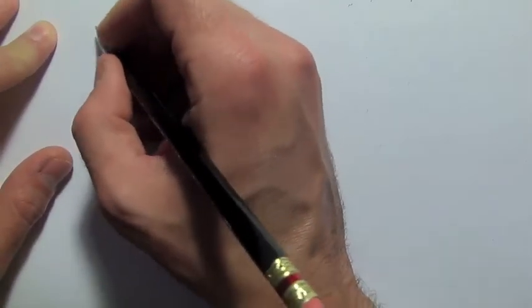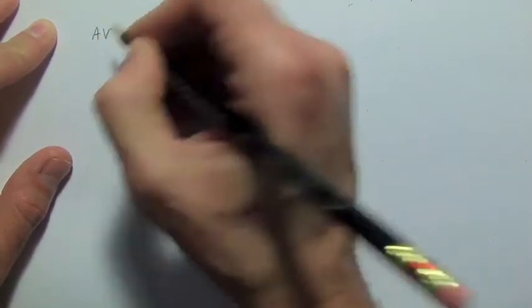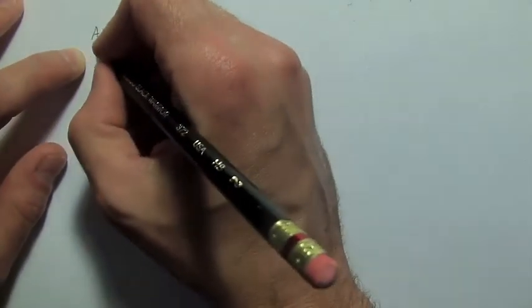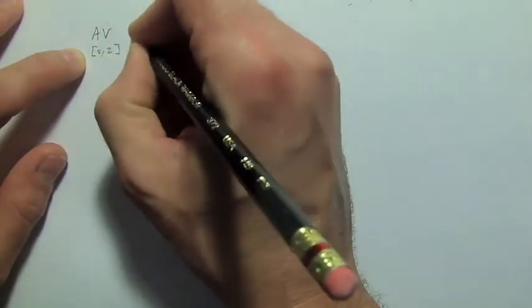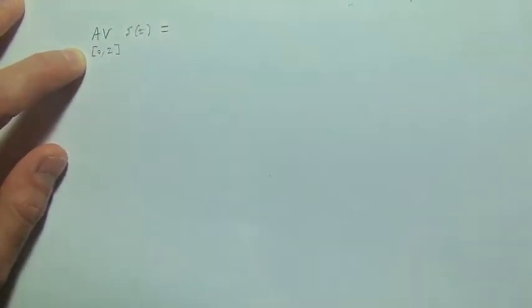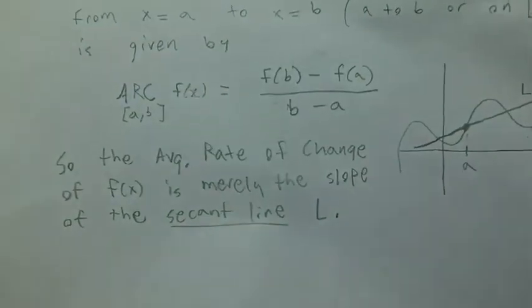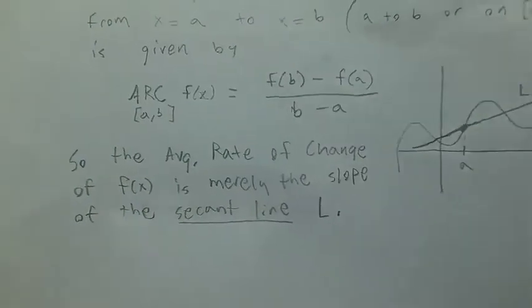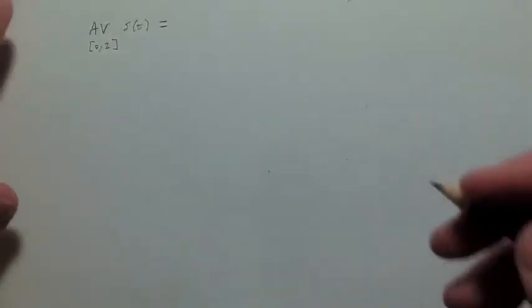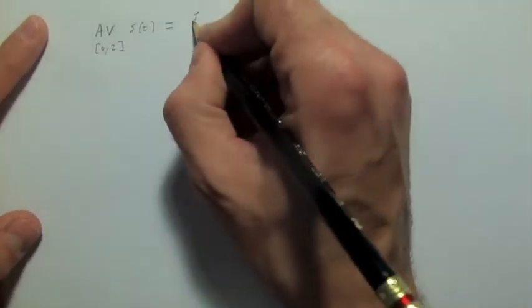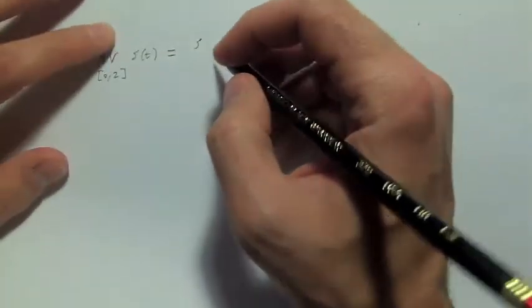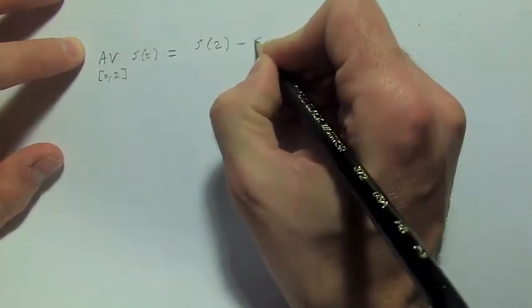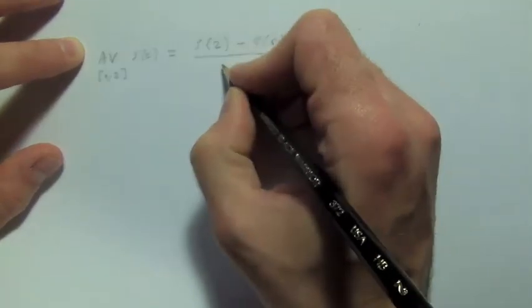Since we have velocity now, I could just say average velocity from 0 to 2 of s of t. Well, remember, if we go back to our definition of the average rate of change, this is something you should probably remember, but as you're learning, if you write it each time, you'll write it down in no time. That's f of b minus f of a all over b minus a. So this is going to be s of 2 minus s of 0 all over 2 minus 0.